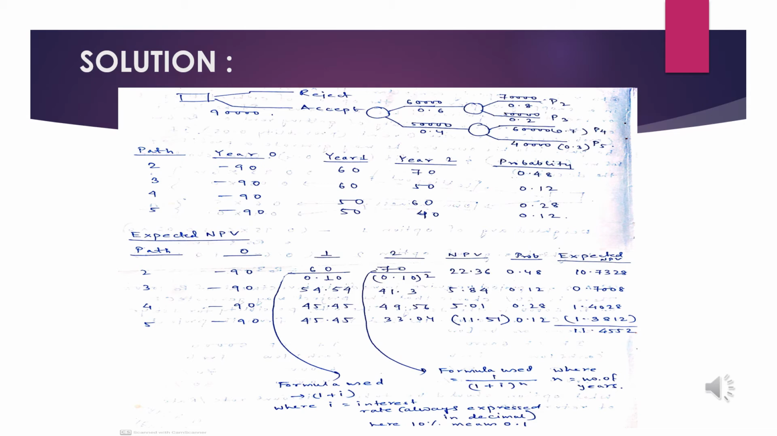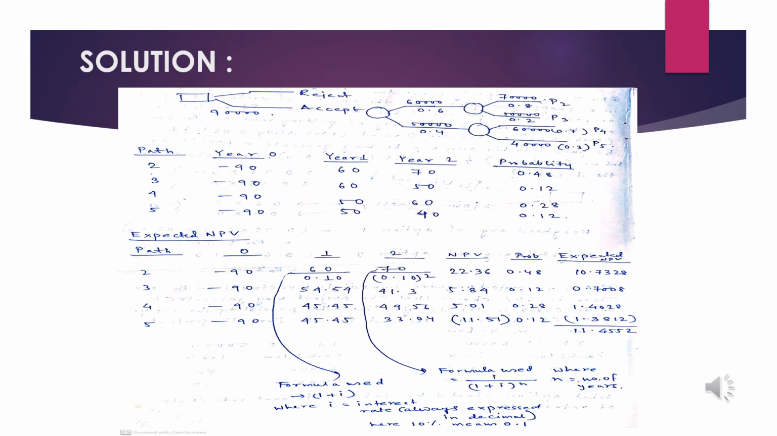If you look carefully at path P2, there are two probabilities which are 0.6 and 0.8. So those two's multiplication should give me a figure of 0.48. That should be the entire path 2's joint probability. Similarly, the joint probabilities of path 3, 4 and 5 are respectively 0.12, 0.28 and again 0.12.